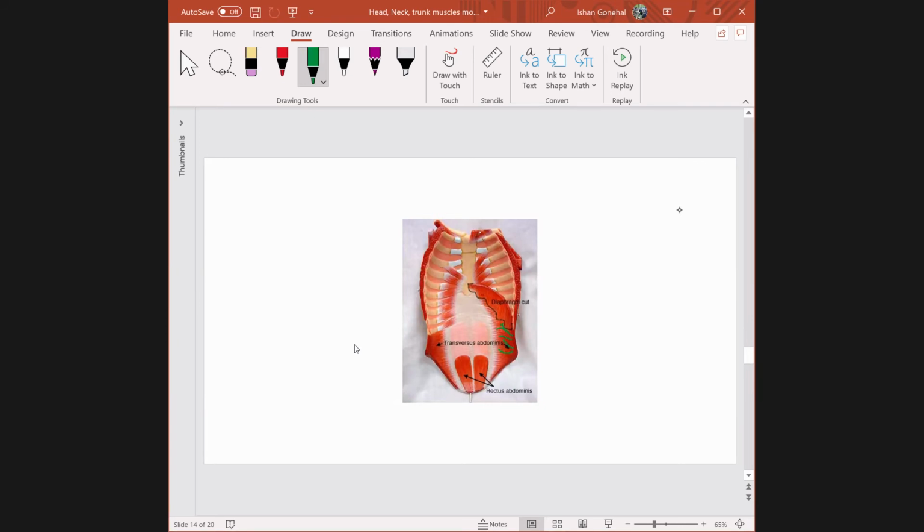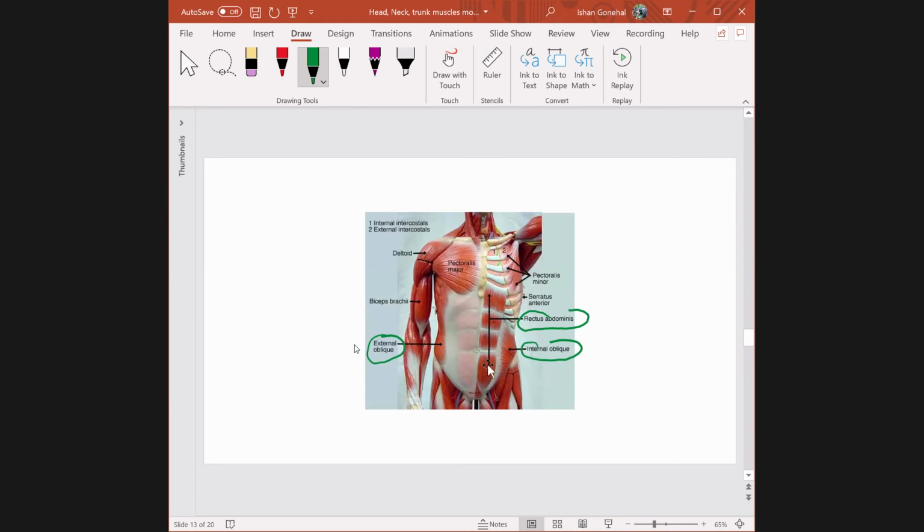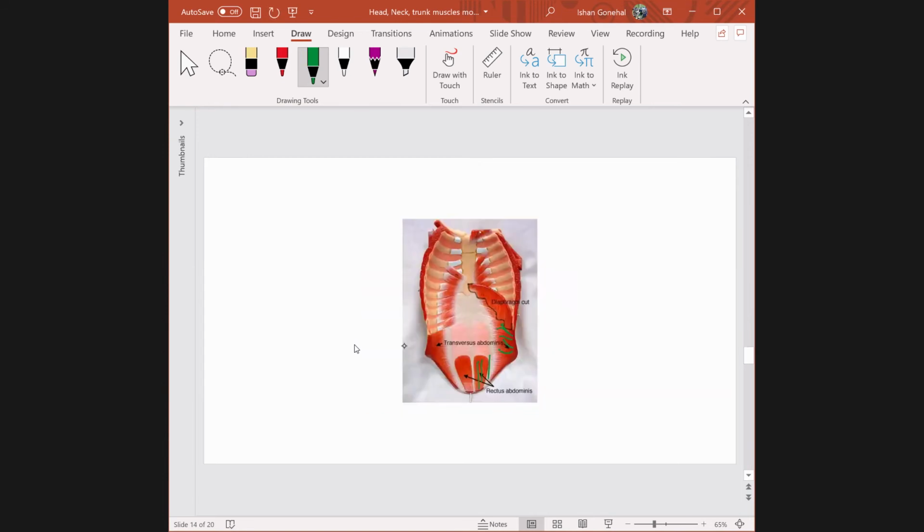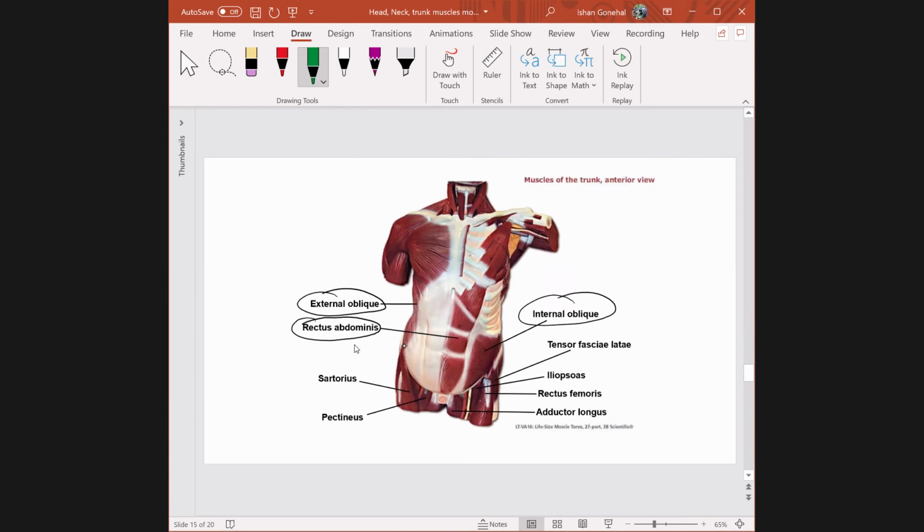So again, as I said, rectus abdominis is a superficial layer, external oblique is a superficial layer. If you peel the external oblique, you will get internal oblique. You peel the internal oblique, you will get transverse abdominis. These have different directions. Then the same thing: external oblique, internal oblique, rectus abdominis.